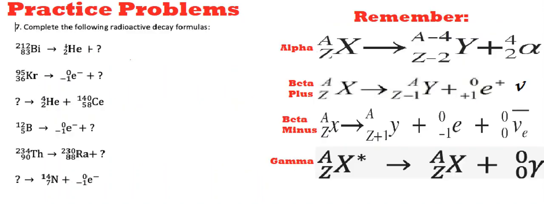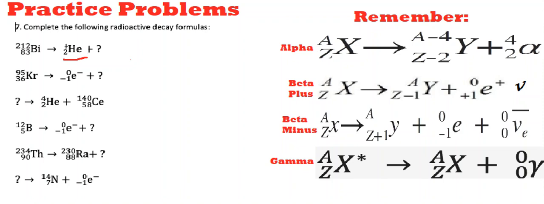Now let's apply this knowledge to some practice problems. The question below asks us to complete the following radioactive decay formulas. For the first problem, we must identify what type of decay is being shown. We notice on the right side of the arrow that there is an alpha particle being emitted, so we can classify this as an alpha decay problem.